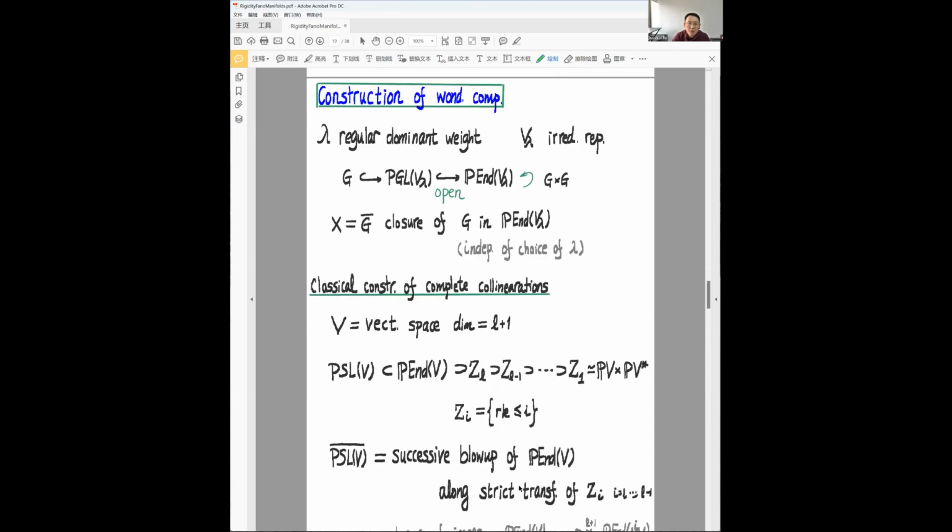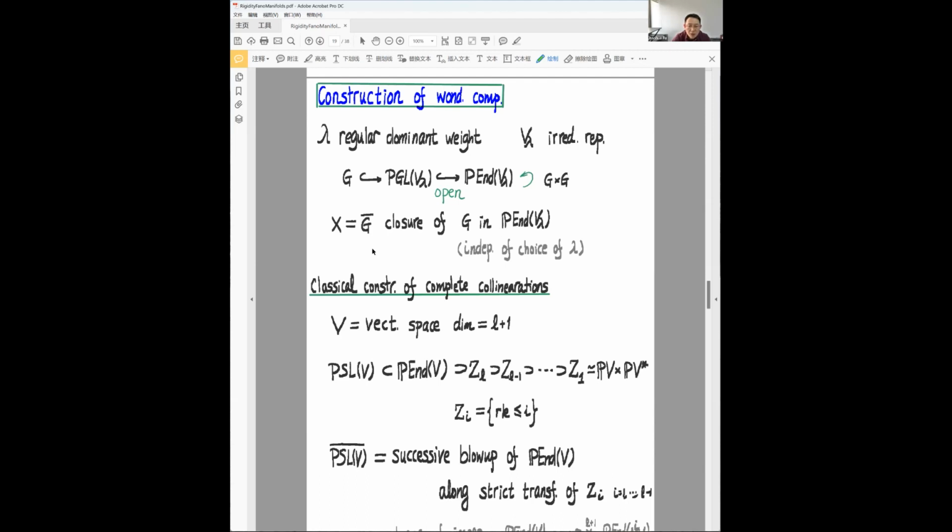And how do we construct this wonderful compactification? For this we use some representation theory. You take any regular dominant weight, and then you find the irreducible representation corresponding to this weight. Then you embed G into the PGL of this V lambda. This is an embedding because we assume G is of adjoint type, so there is trivial center. You get an embedding, and then you take the closure of this embedding in this particular space. Then you show this is smooth and satisfies the given properties.